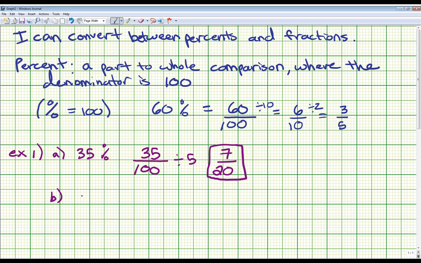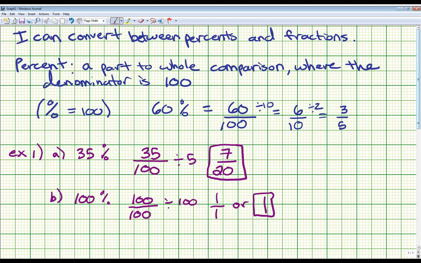Looking at example B for number 1, write 100% as a fraction in simplest form. So here's our 100%. We're going to start it out the same exact way. The number we see goes on the top, and then 100 goes on the bottom. Now we have the same number on the top and the bottom, so we can divide by 100 to simplify, which gives us 1 over 1, or 1 whole. So 100% of something is 1 whole of it.